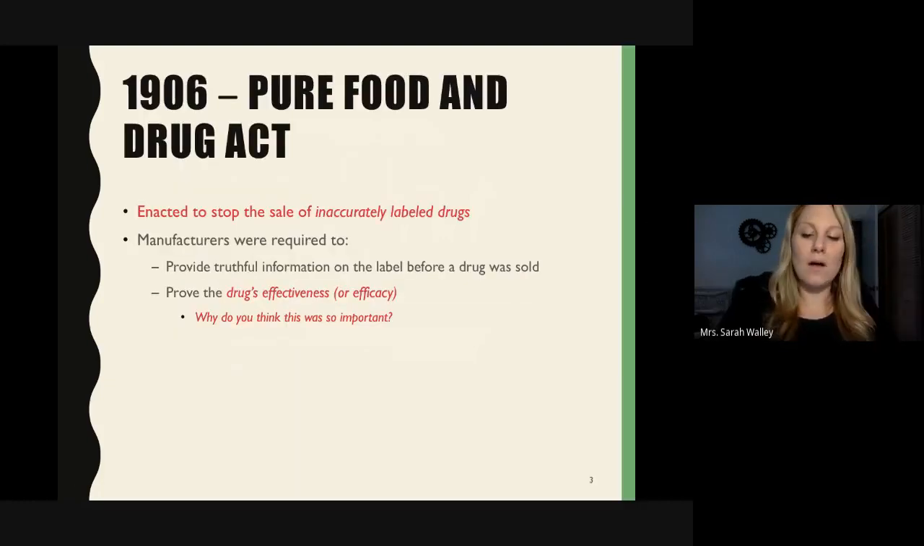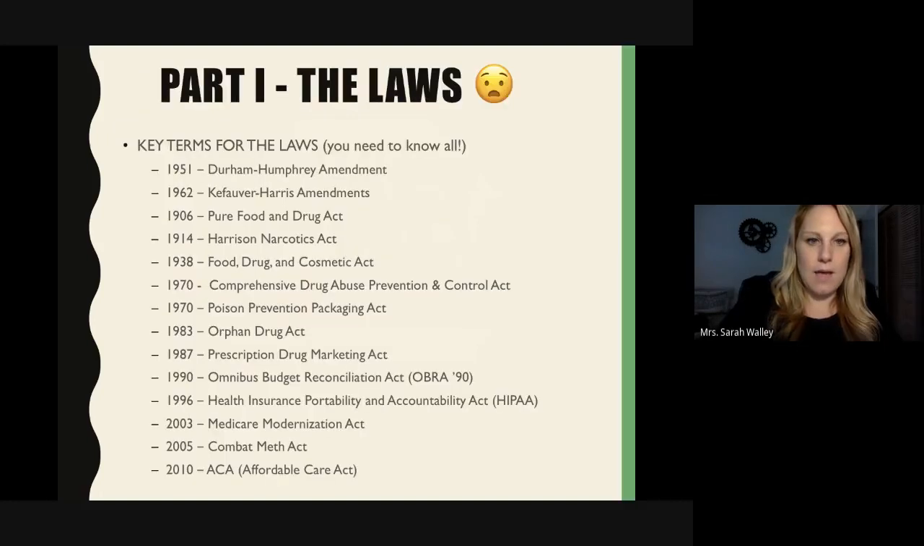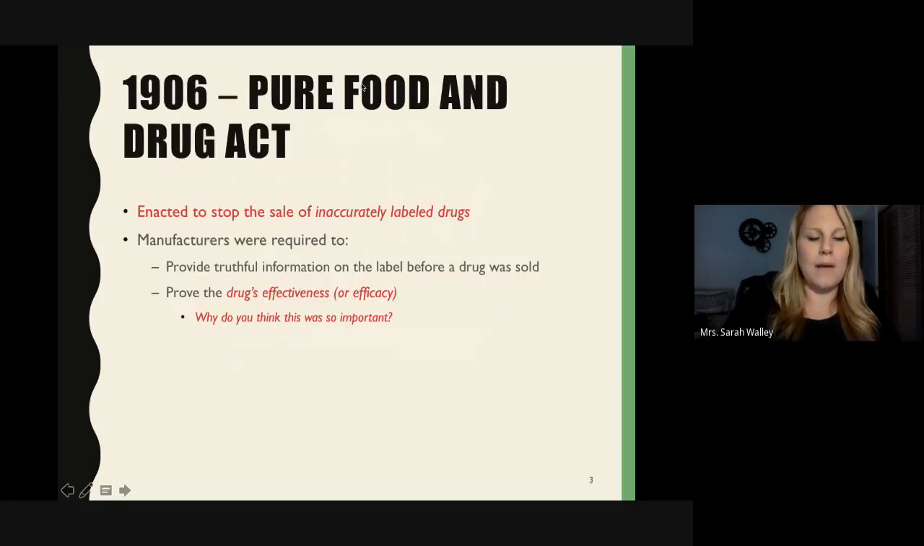Okay, so I put all these, actually, let me go back. They should have all been in order, but unfortunately they're not on this one. I think this is an old PowerPoint, but I'll fix it. It should start with the 1906 Pure Food and Drug Act. But I think on this PowerPoint as we go through, they're all in order, hopefully.